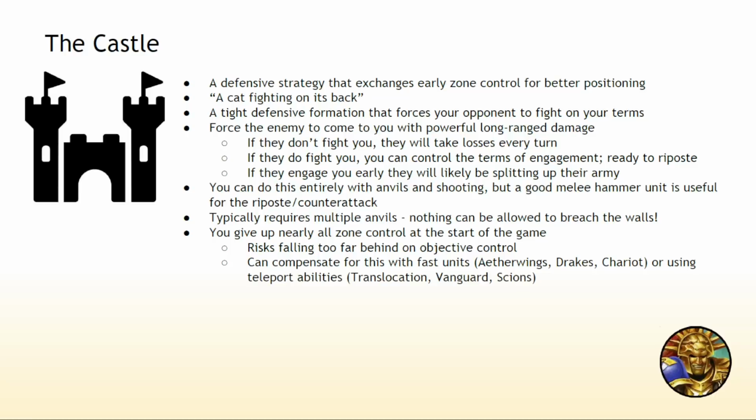So you typically want more than one anvil, probably 3 or more if you want a castle, because you want to be able to cover all flanks or have multiple screens or walls in a row so your opponent has trouble getting through it. Now, the downsides of the castle are that you give up all zone control at the start of the game. Your opponent can go anywhere, they can capture any objective, they can do whatever they want. And you can risk falling too far behind on objective control and your victory points.